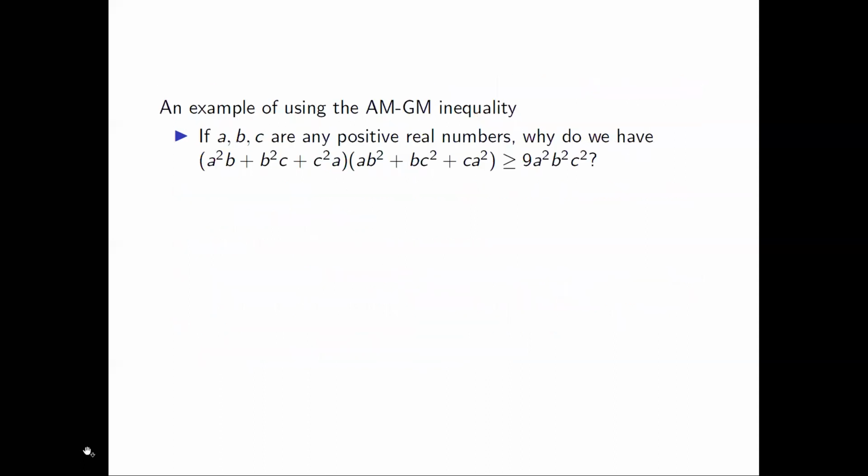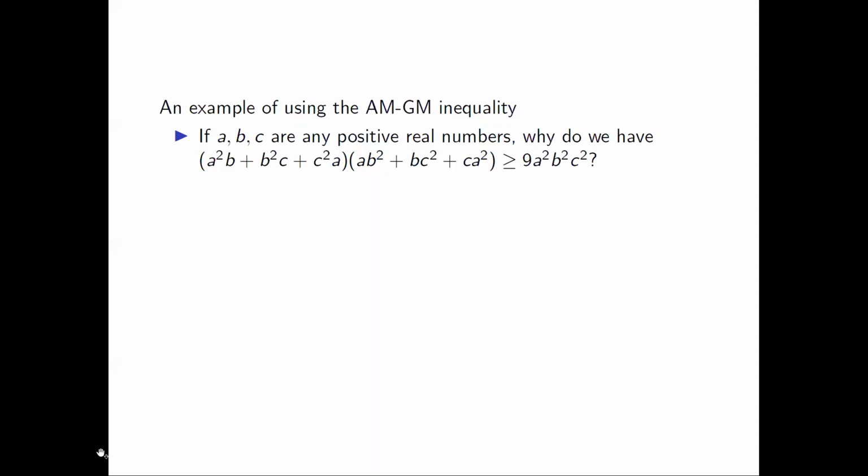Before we prove more inequalities using Jensen's inequality, let's look at an example of how we can use the AM-GM inequality. So suppose that a, b, and c are positive real numbers, any positive real numbers, and we want to see why is it true that the product a squared b plus b squared c plus c squared a times ab squared plus bc squared plus ca squared, why is it that that product is greater than or equal to 9 times a squared b squared c squared?